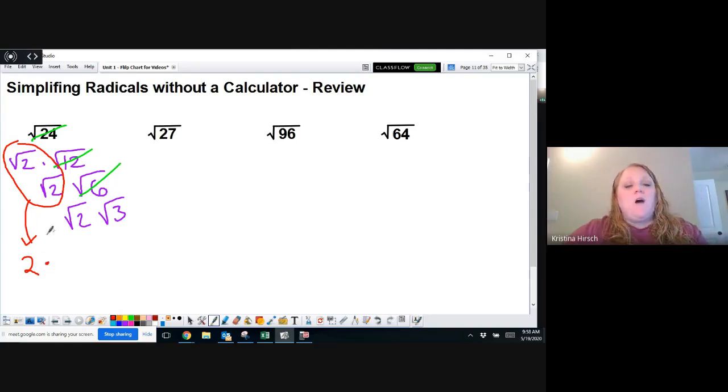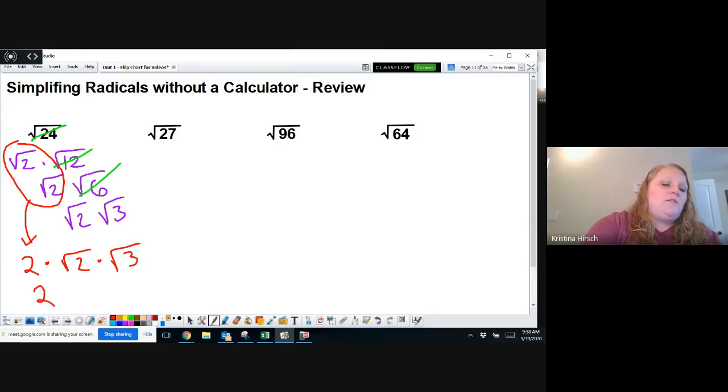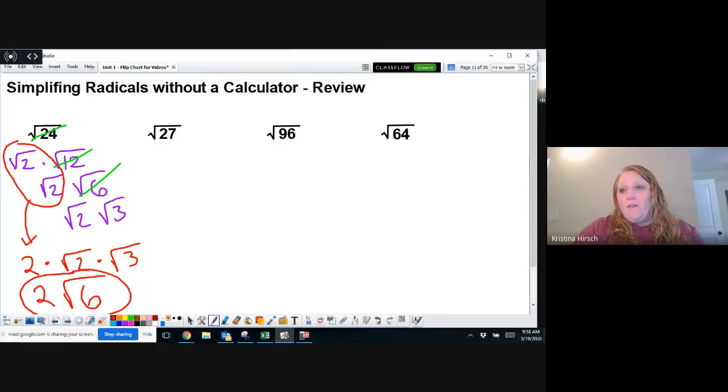All right. Now, the square root of 2 and the square root of 3, do they get to get married and come out of the house? No. So they're still stuck in the house. So all of these pieces get multiplied. So I have 2 times the square root of 6. So if you have more than one thing out of the house, they get multiplied. If you have more than one thing under the house, they get multiplied.